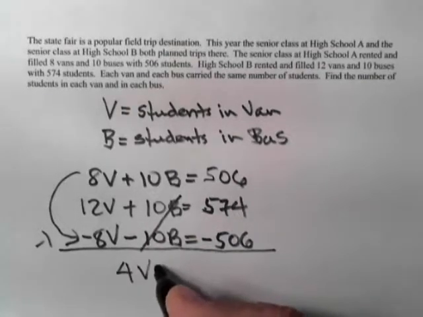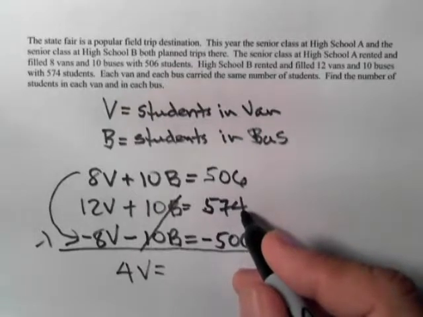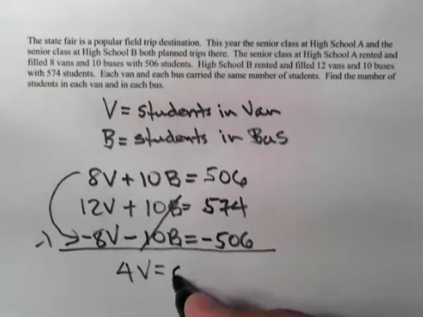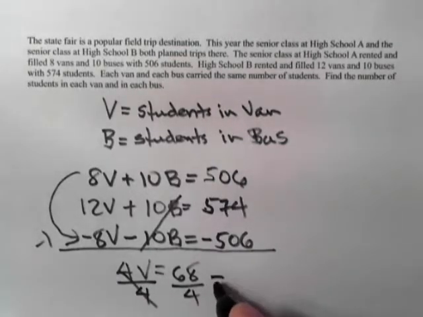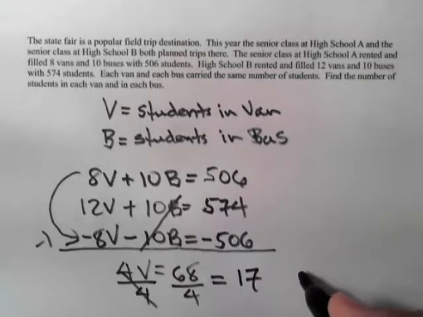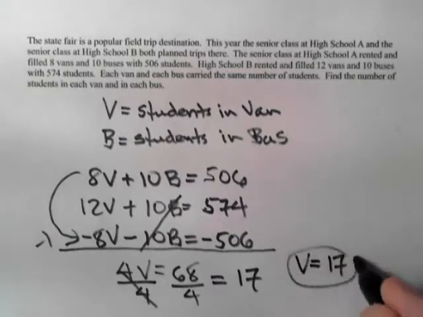4 vans equals, and let's see, 74 minus 6 positive wins here. It'd be positive 68. Okay, well now, we know what we're going to do here. We're going to do a division. Take and divide both sides by 4 here to get V. And let's see, 4 goes into 68. I just did it on my calculator. Comes out to be 17. So a van equals 17.